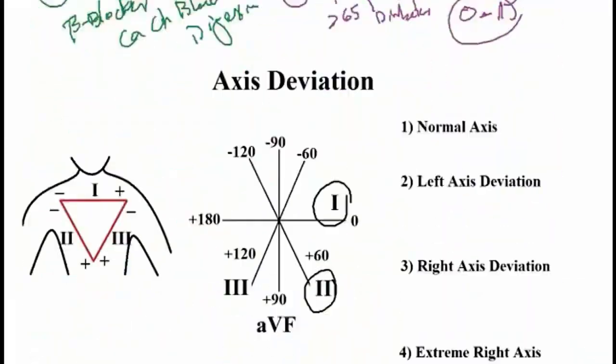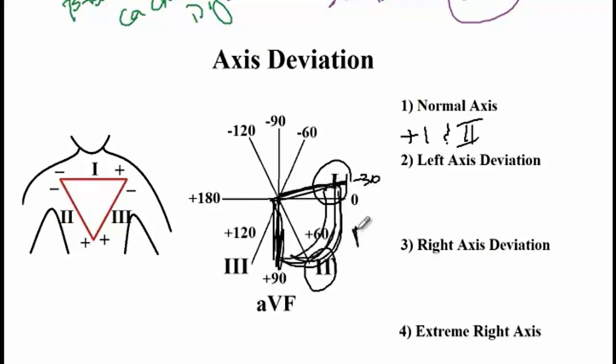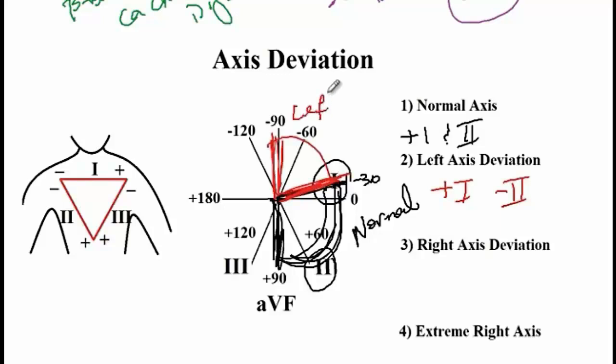So let's go back here. For normal axis, it's positive in lead 1 and lead 2, and it corresponds to minus 30 to plus 90. So that would cover the normal axis. For left axis deviation, we have a positive lead 1 and a negative lead 2, which means that the direction of the QRS is upward in lead 1 but downward in lead 2, and that corresponds to minus 30 degrees to minus 90 degrees, and that is the left axis deviation.